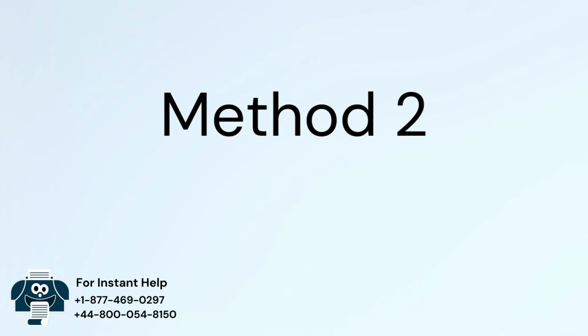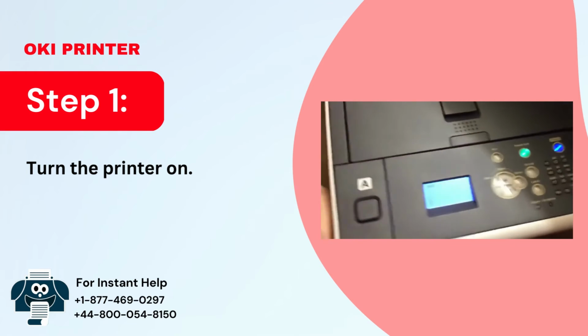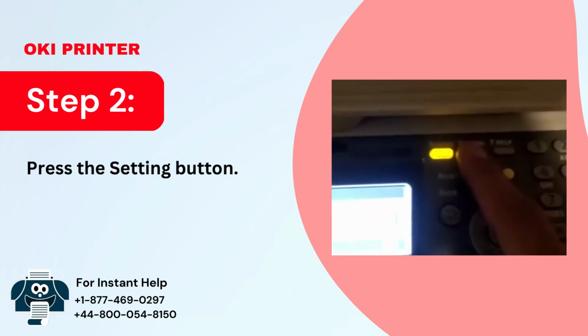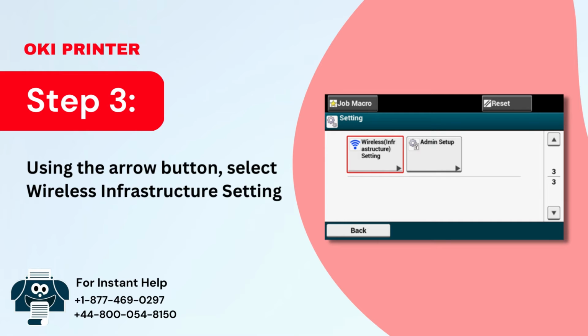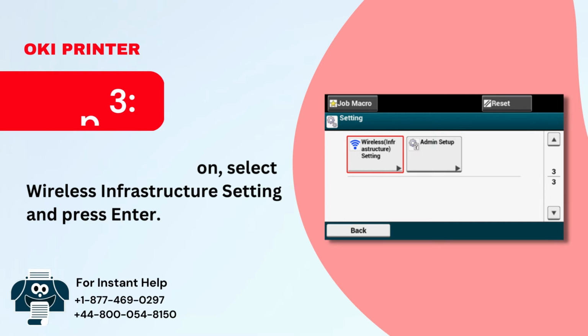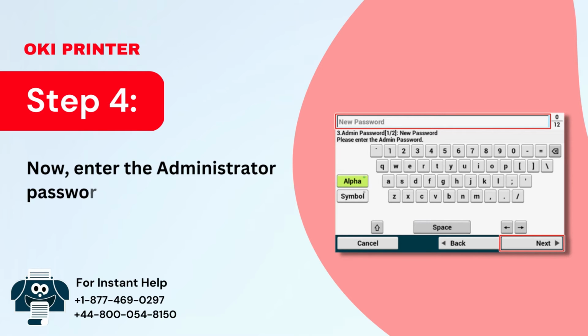Method 2. Connecting from the control panel. Step 1. Turn the printer on. Step 2. Press the setting button. Step 3. Using the arrow button, select wireless infrastructure setting and press enter. Step 4. Now enter the administrator password and press next.